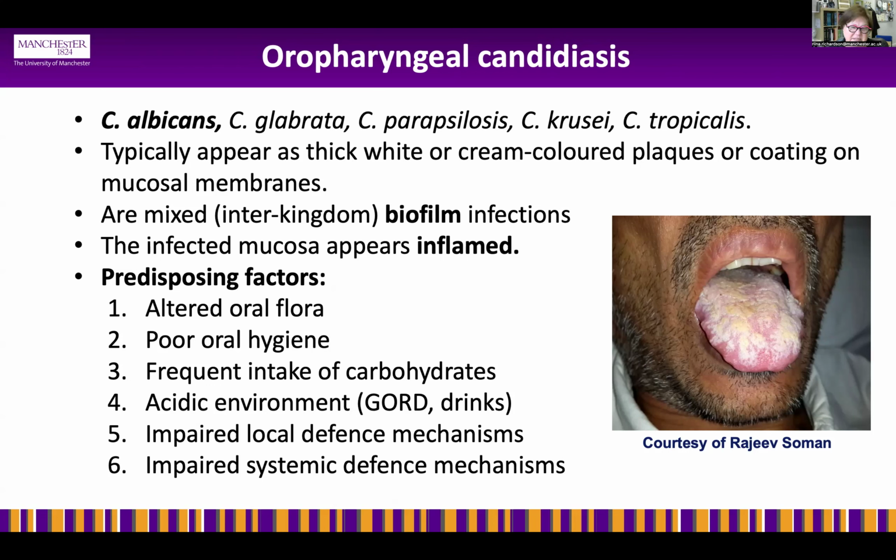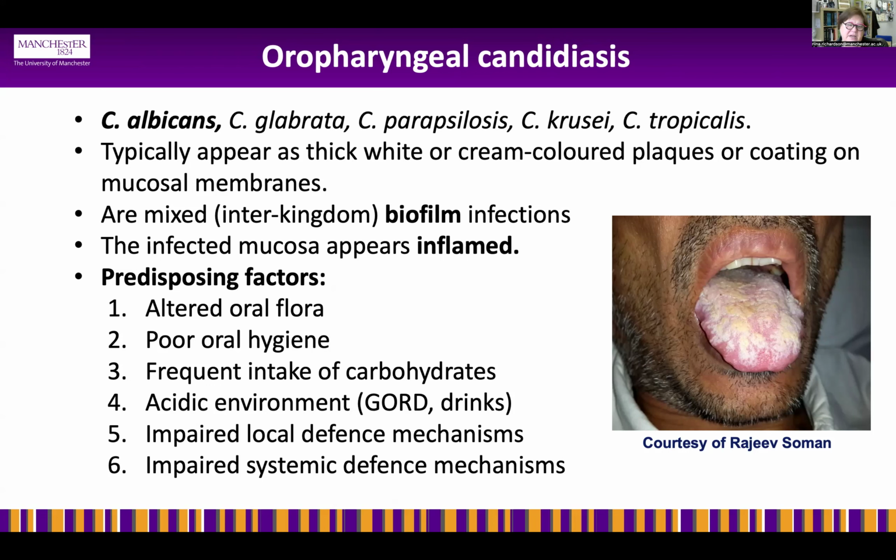So patients with reflux disease, GORD, typically have the back of their tongue coated white just because it favors Candida growth in the back. But an acidic environment can also be due to frequent drinking of acidic drinks or carbonated fizzy drinks, which of course in turn can cause reflux.